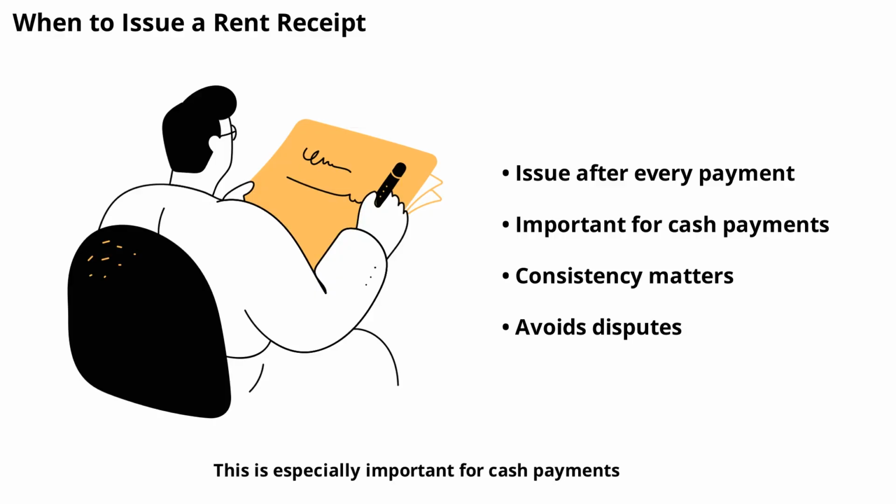A rent receipt should be issued every time a tenant makes a rent payment. This is especially important for cash payments, but it's a good practice for all payment methods. Issuing a receipt immediately after receiving payment ensures that both parties have a clear record of the transaction. Some landlords provide receipts monthly, while others do so upon request. Consistency is key to maintaining accurate records and avoiding disputes.